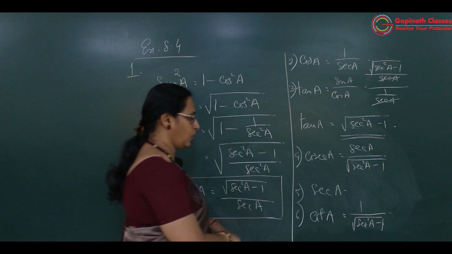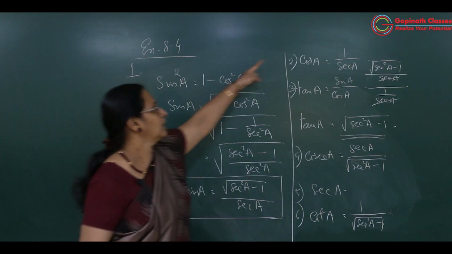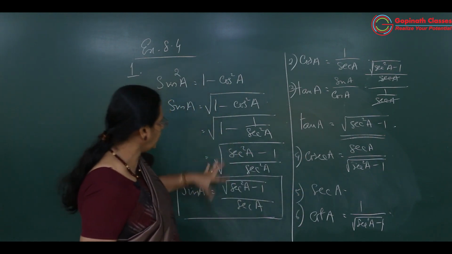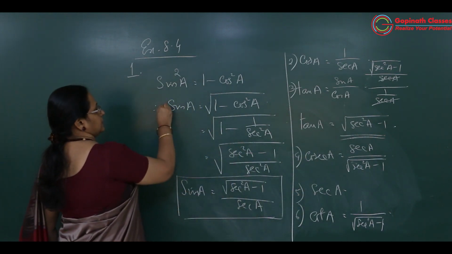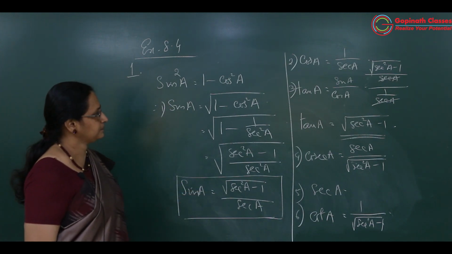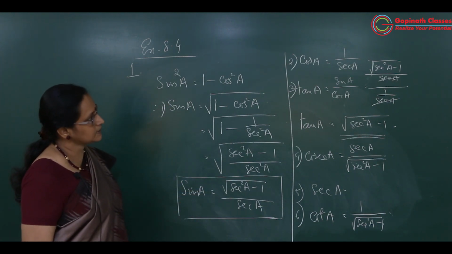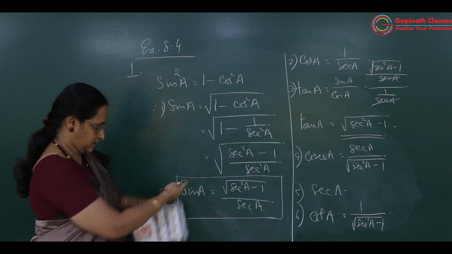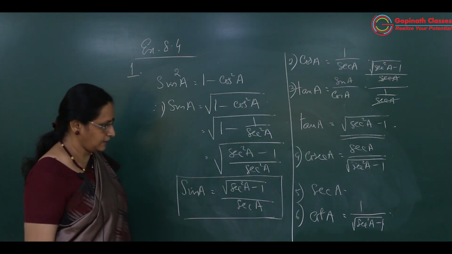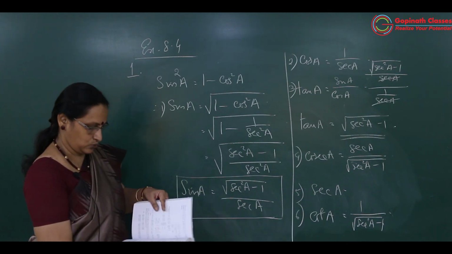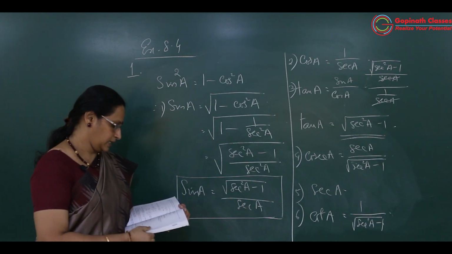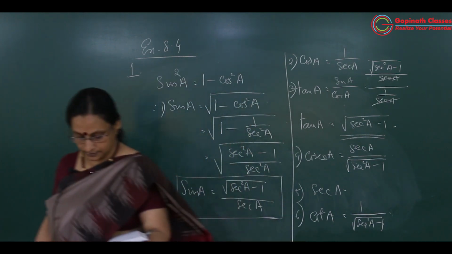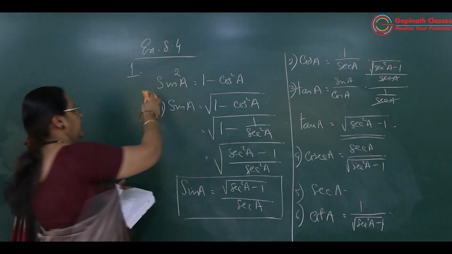So, all ratios, sin A, cos A, tan A, cosec A, sec A and cot A, all in terms of sec A, you can see. Sin A is in terms of sec A, cos A in terms of sec A, tan A in terms of sec A, cosec A is reciprocal, sec A itself and cot A. So, the first two questions I think it's clear to you. Now, the third main question is evaluate.